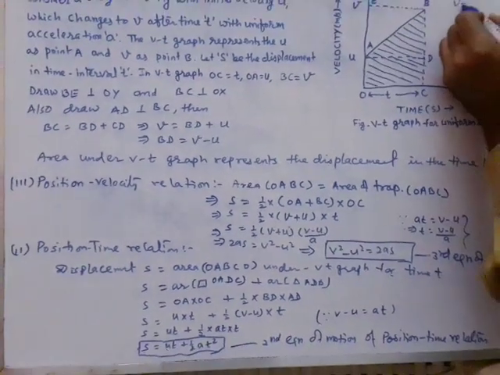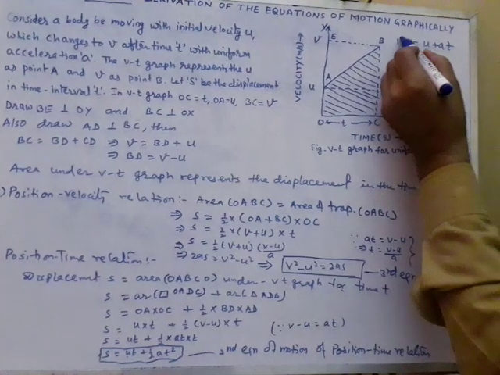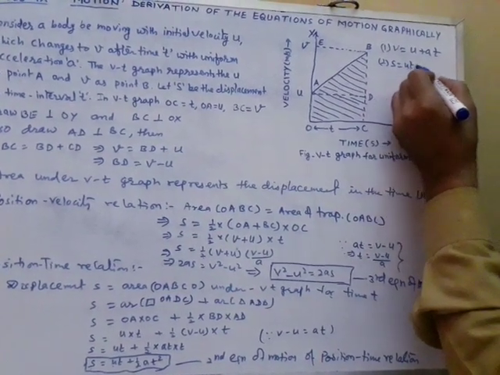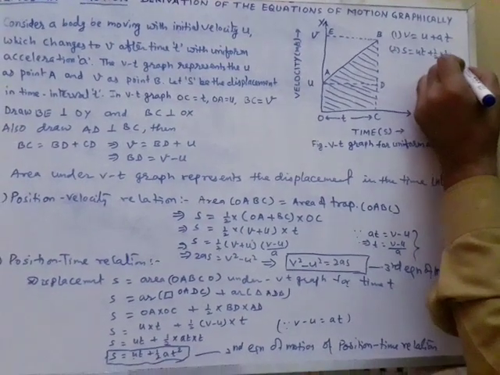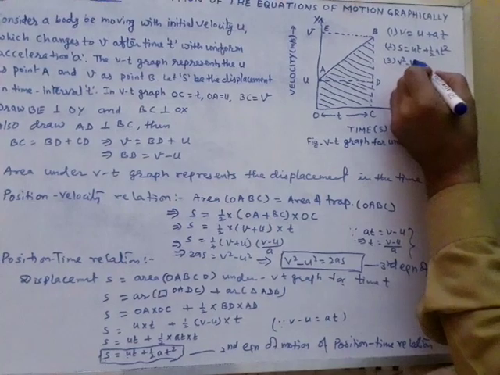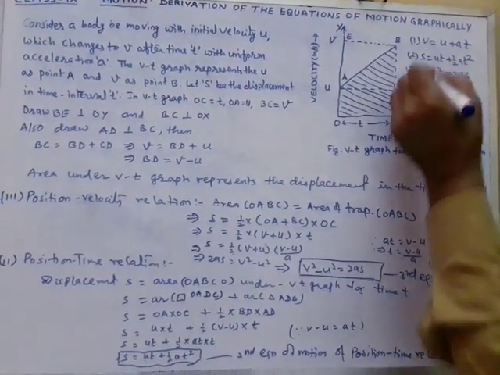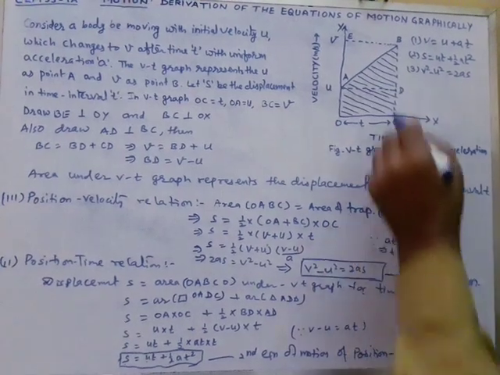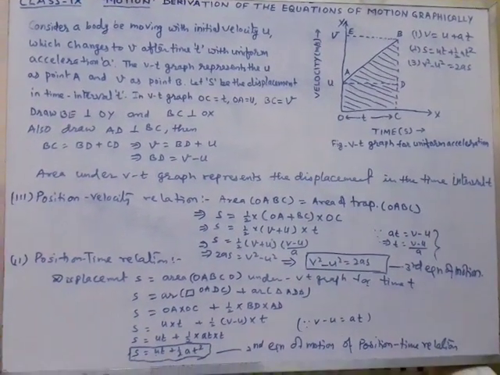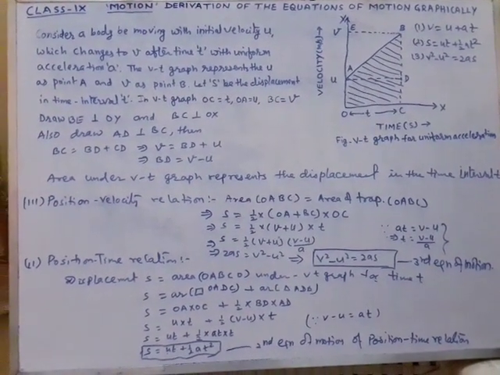So finally we have the three equations of motion, my dear students. First is V is equal to U plus AT. Second is S is equal to UT plus half AT square. And third is V square minus U square is equal to 2AS. So do the practice of this derivation of the equations of motion with the help of the velocity time graph.